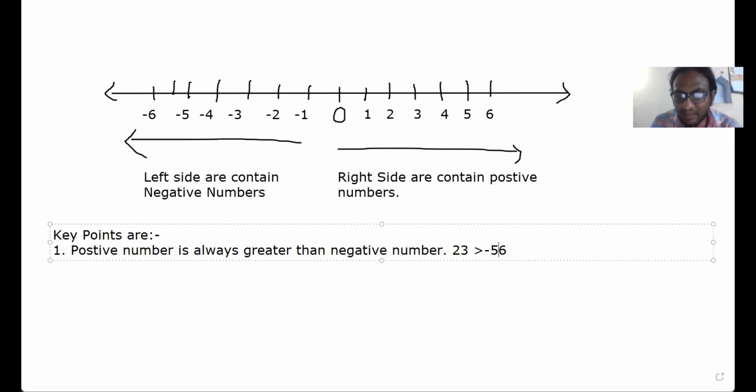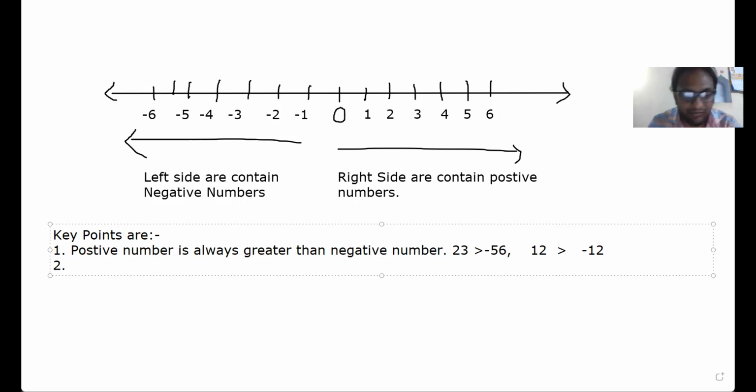I'll take one more example. Suppose I take one more pair of numbers, 12 and minus 12. Which number is greater? You can easily identify that positive 12 is greater than negative 12. So a positive number is always greater than a negative number. You have to keep this in mind and write all these things in your notebook. Pause the video and write all these points.